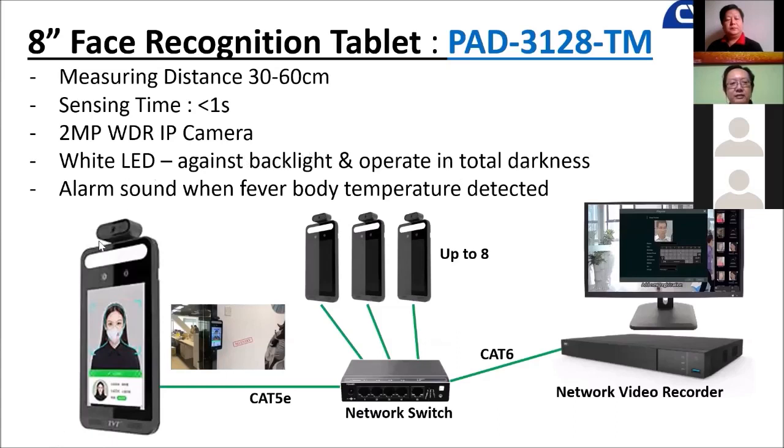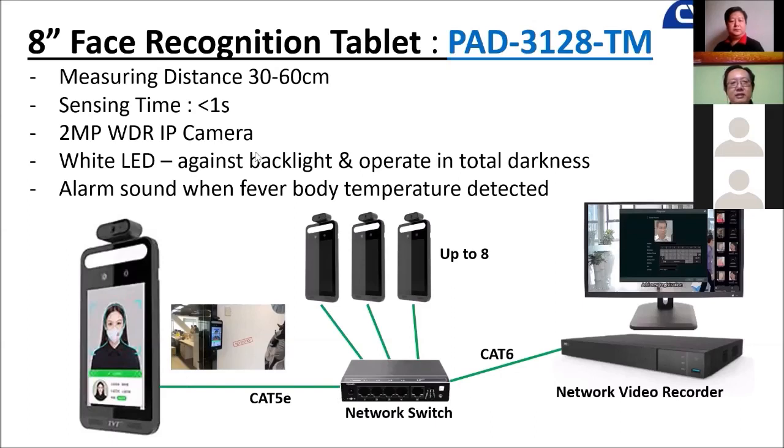This panel is not only for fever screening, but also used as access control. So it has a lock output. We can connect directly to the EM lock or sliding door, and an alarm sounds when an abnormal body temperature is detected. The wiring is like that. They are connected through the network to a switch and to a recorder.